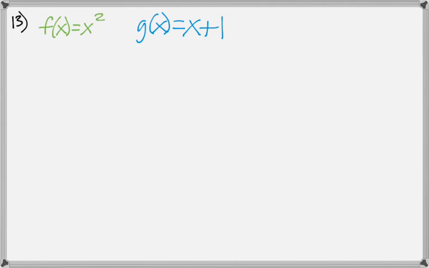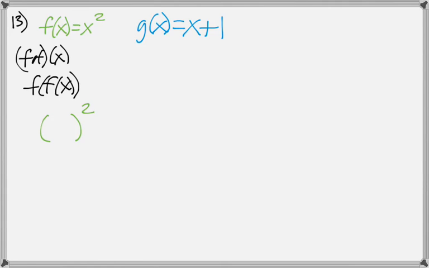Question 13 wants us to find f composed with f and g composed with g. So f composed with f of x, you're just taking the f function and plugging in a copy of itself. So we're going to start out with x squared, but leave an open parenthesis where we see the x, and you're plugging in another x squared there. And if you simplify this, x squared squared, the power to power, the exponents multiply, so it'll be x to the fourth.